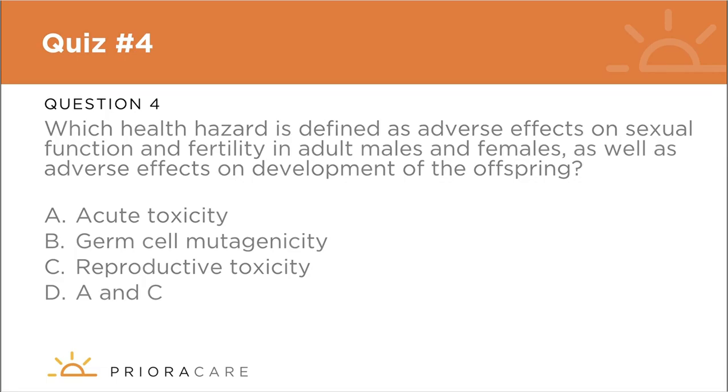Now here is quiz question number 4. Which health hazard is defined as adverse effects on sexual function and fertility in adult males and females, as well as adverse effects on development of the offspring? Is it A, acute toxicity, B, germ cell mutagenicity, C, reproductive toxicity, or D, A and C?